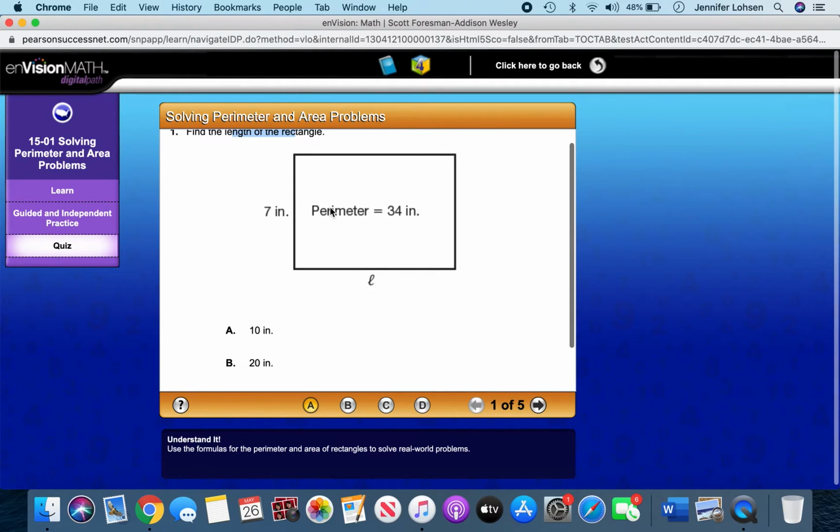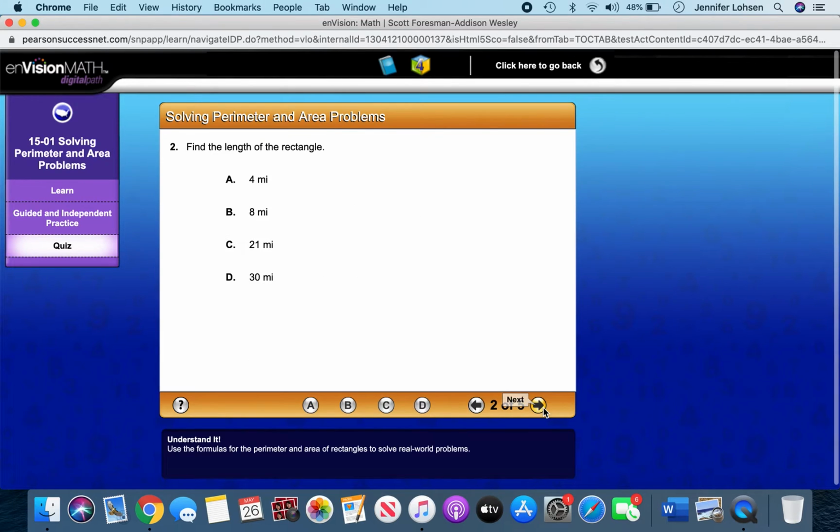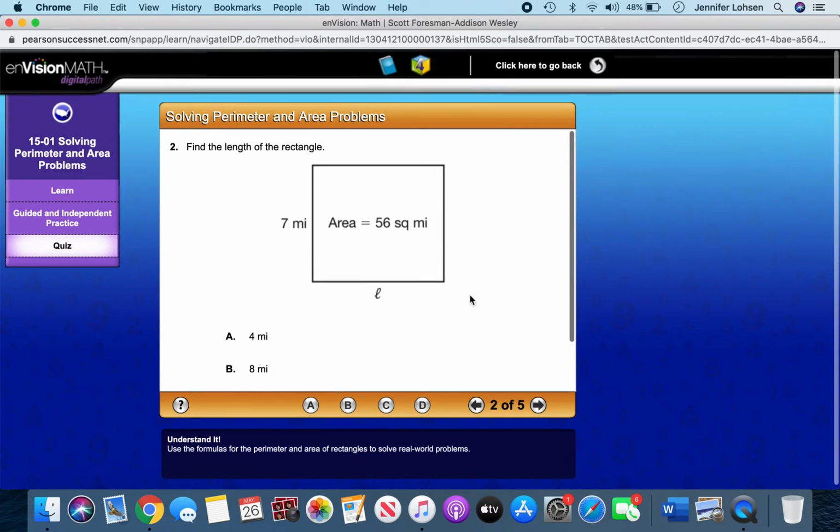Okay, now watch this very closely. In this box right here, it says perimeter equals 34 inches. This is where your girl made a mistake. I looked at this and I just assumed because the first problem was giving me perimeter that the second problem was giving me perimeter. What a silly mistake. So this one is giving us area in the middle. Now the formula for area is length times width gives you the area.